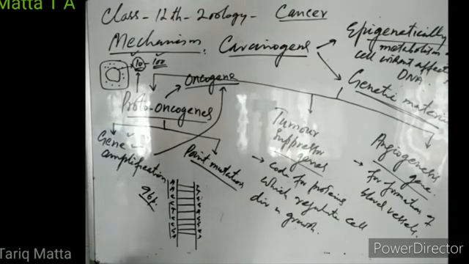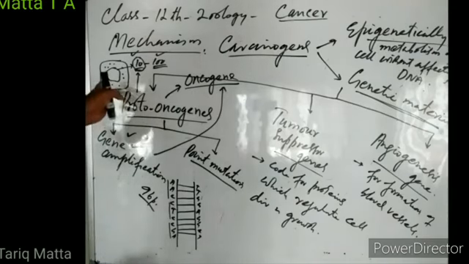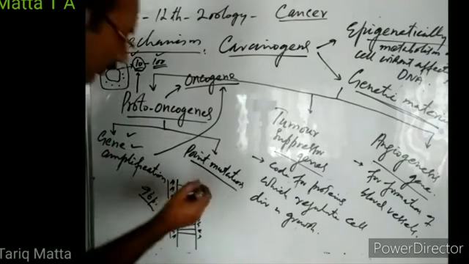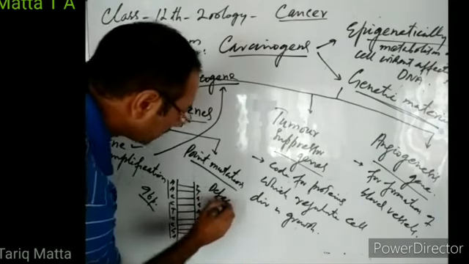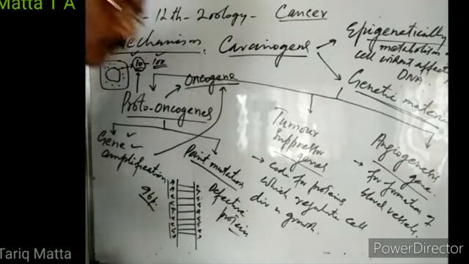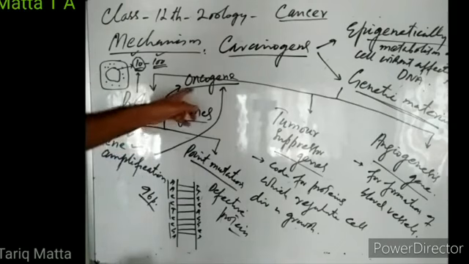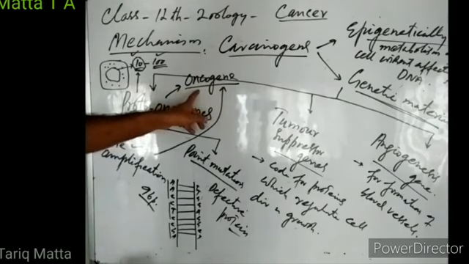Now, if a gene suffers point mutation, if a proto-oncogene suffers point mutation, it will produce a protein which will either not function normally or will not control the division and growth of cells, right? So it will produce a defective protein. And this defective protein may overstimulate the cell for excessive growth and division. So this may also cause cancer. So in this way, a proto-oncogene may be converted into an oncogene, right?